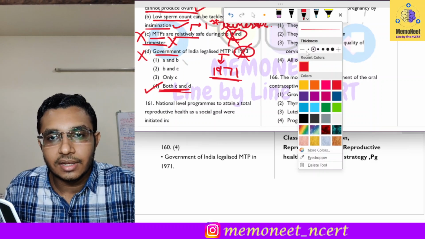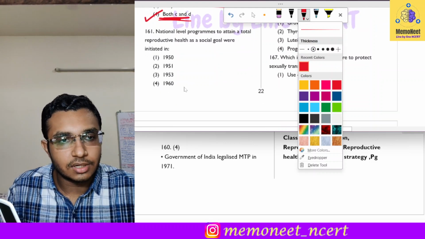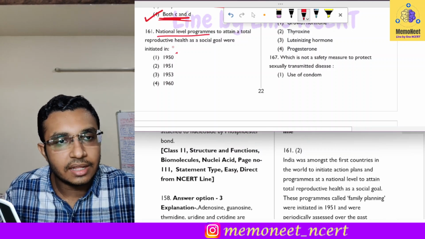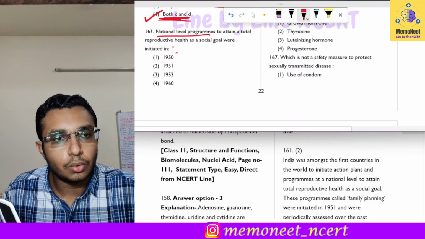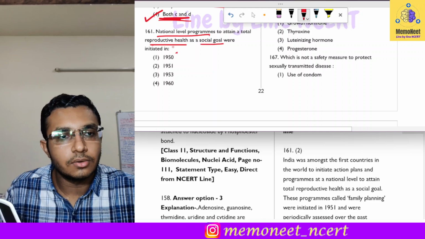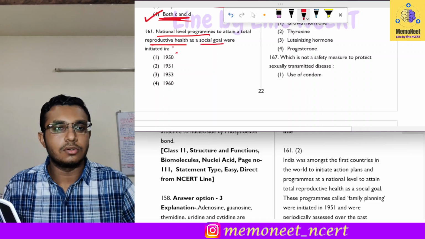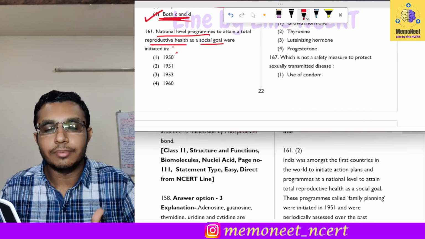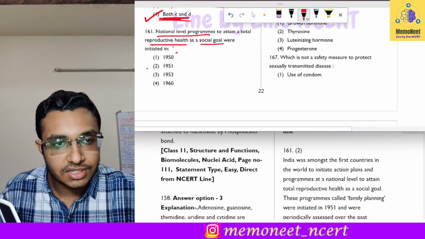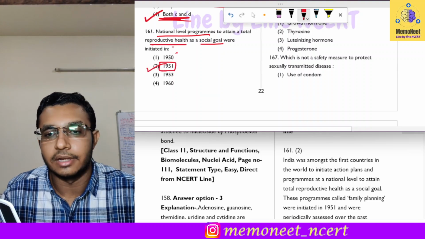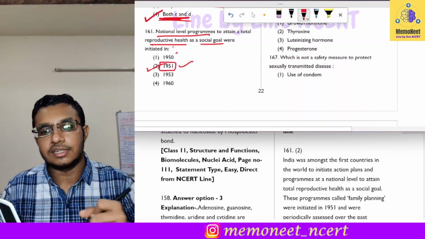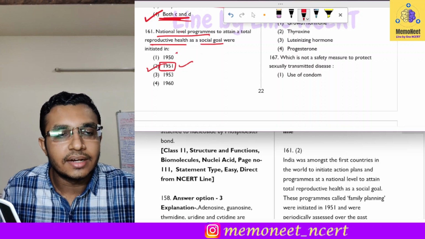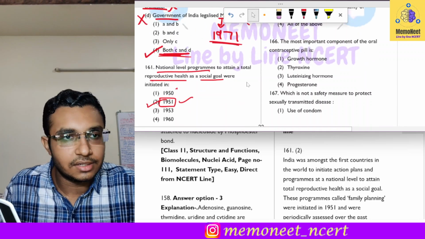Okay. Next, moving on to question number 161. It states that the national level programs to attain a total reproductive health as a social goal were initiated in which year? So in India, the national level programs which were aimed to attain a total reproductive health as a social goal were initiated as early as 1951. So India was amongst the first countries in the world to initiate the action plans. The correct answer of this question is option 2, that is 1951.